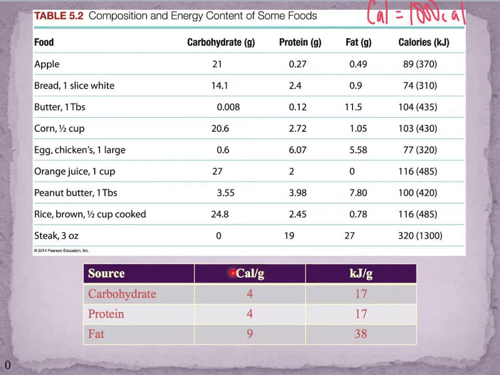You should be able to do these calculations that we're going to look at an example of on the next slide, but you should know how to do those. So it's 4, 4, 9: carbohydrates, protein, and fat. But you have to be given some information about the grams of each of these components in the substance.